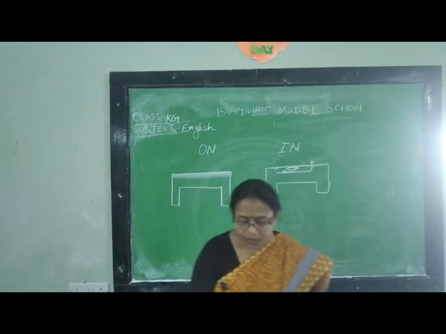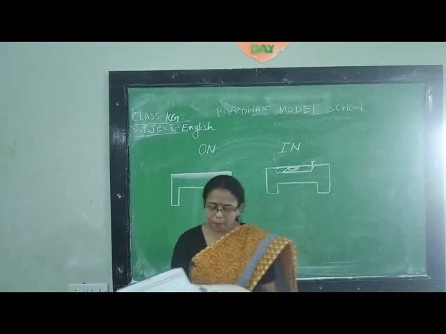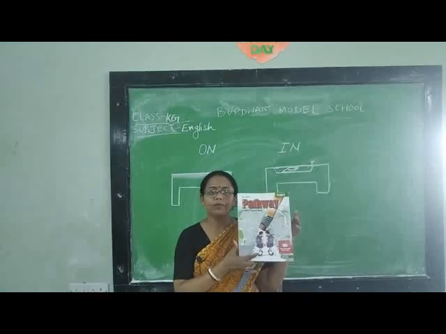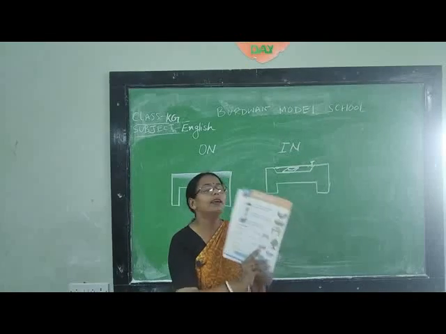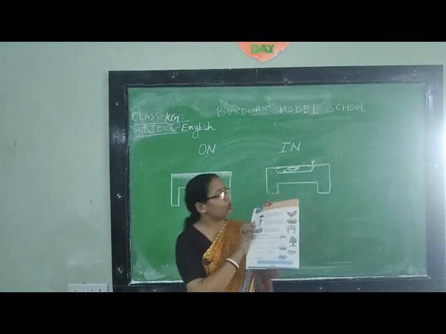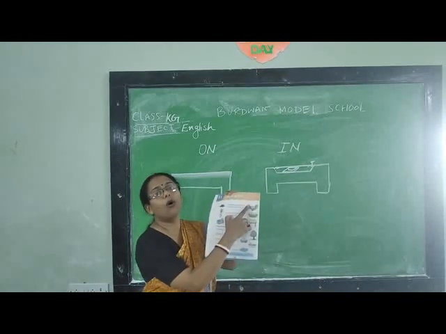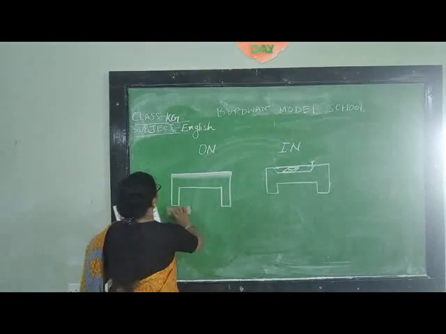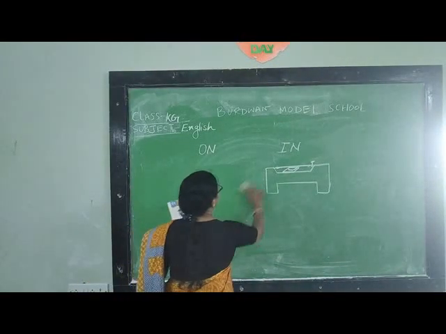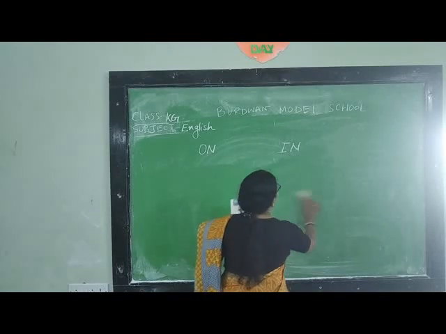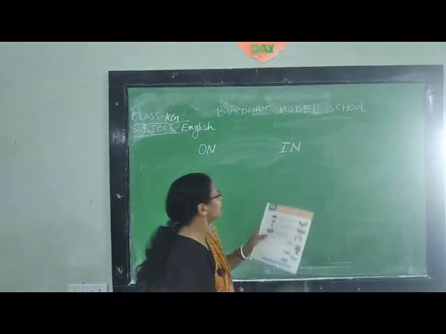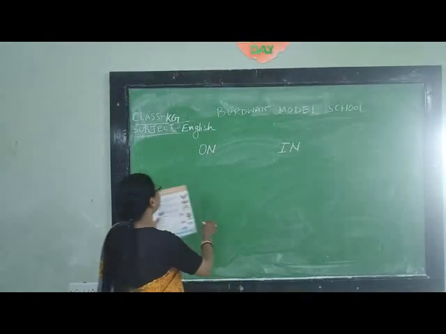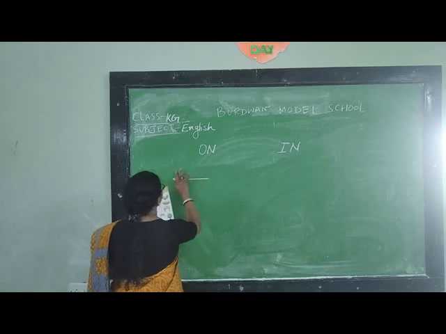Today we are going to learn page number 18 of your English course book, and here is the 11th chapter, use of in or on. Here I am going to draw some diagrams and show you where to use in and where to use on. Here we have been given some sweets kept on a plate.